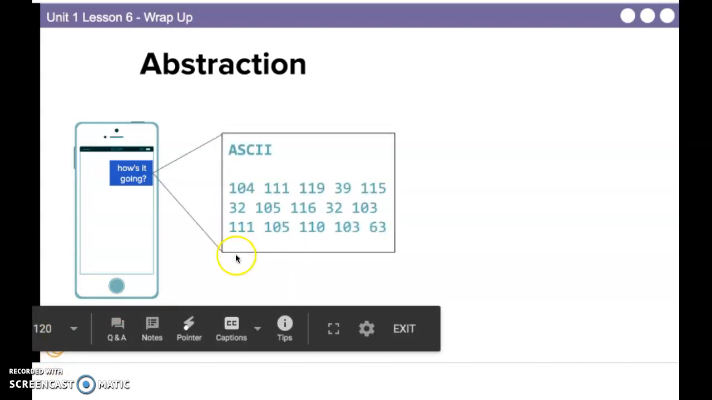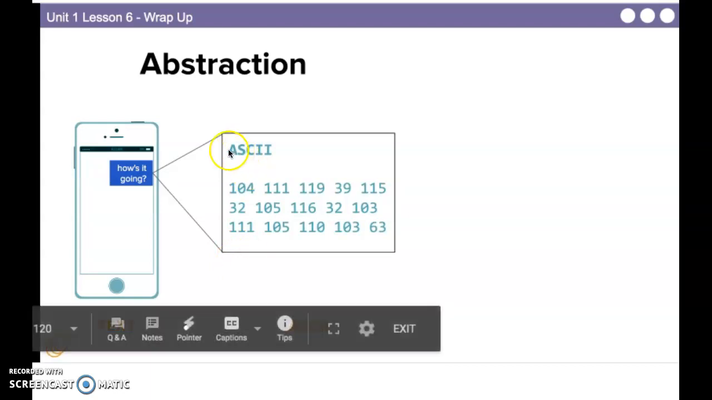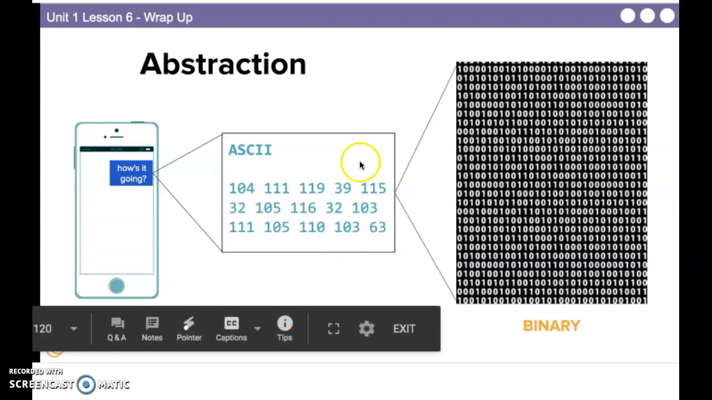So here, how's it going? in ASCII is written like this, and we'll dissect what this means. And then from ASCII, ASCII is written like this. This is not just an example of how it, theoretically how it works. This is literally the ASCII, and this is literally the binary that was translated from the ASCII.